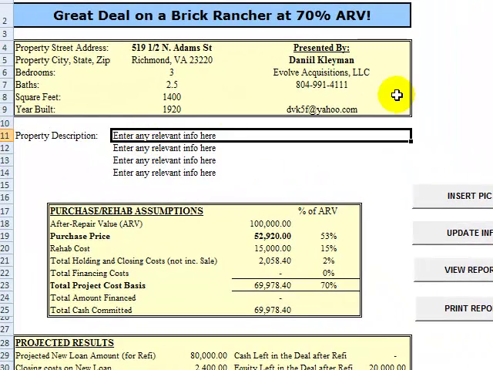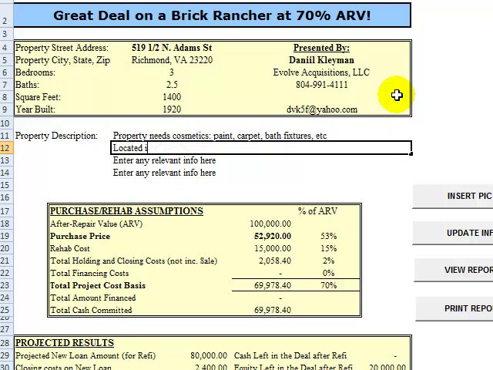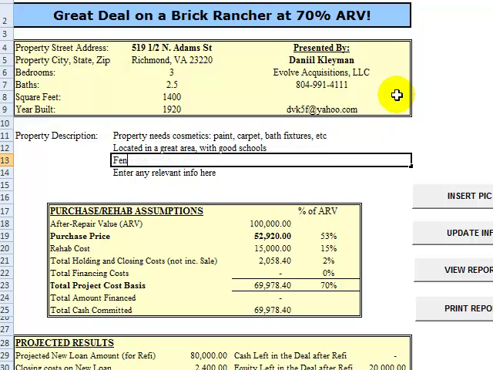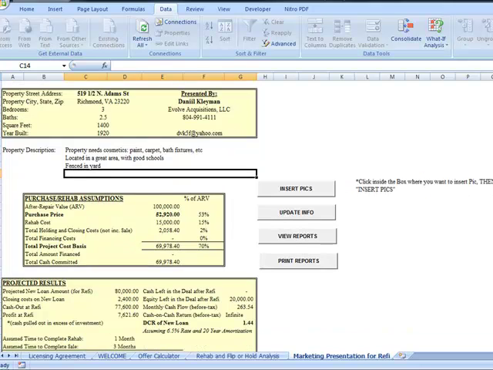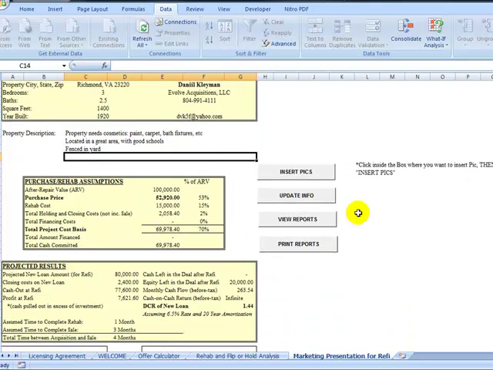Then you can enter property description here, so you can just write property needs cosmetics, paint, carpet, bath fixtures, etc. Located in a great area with good schools, fenced in yard, etc., etc., etc. Then all of the information here is populated for you, and I'll show you that in 1 second.